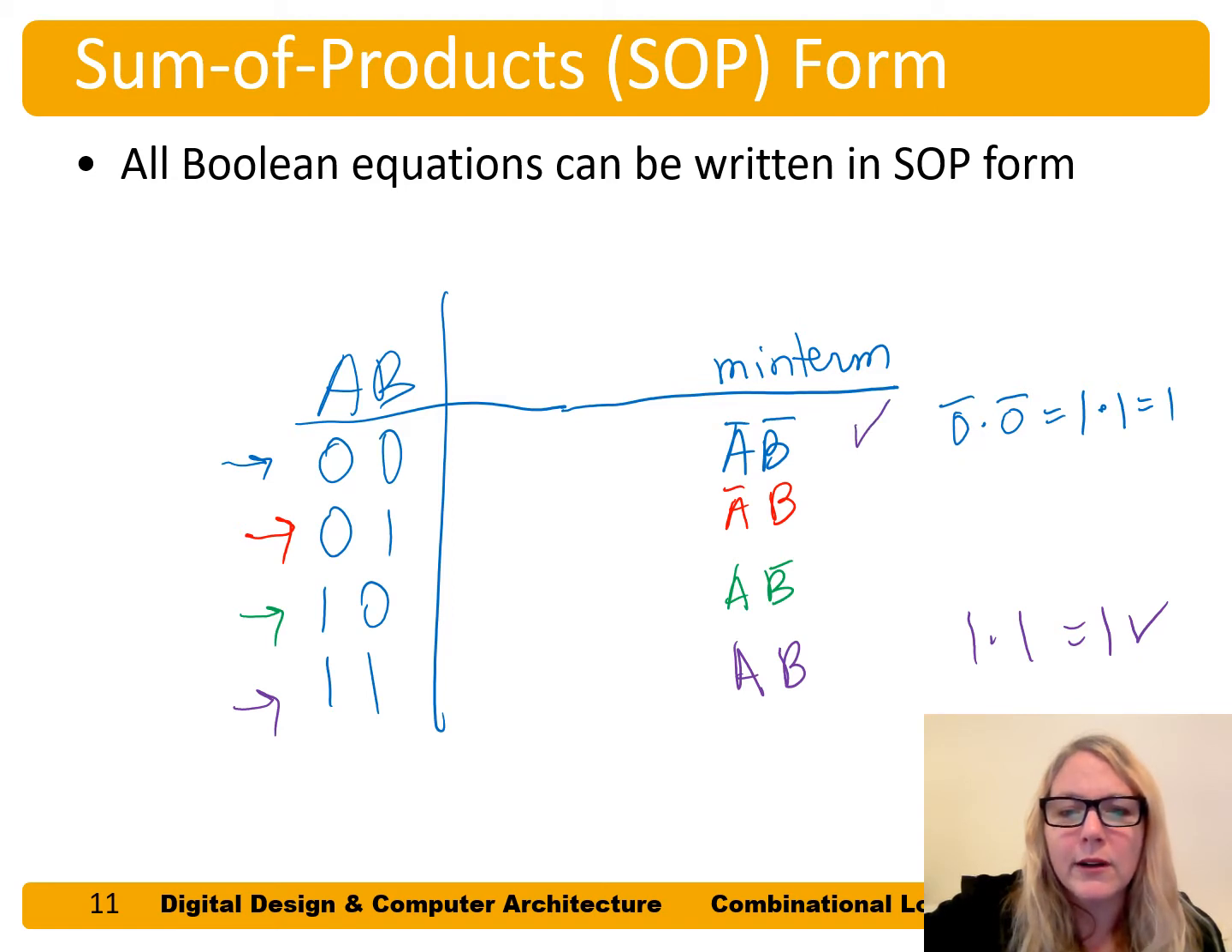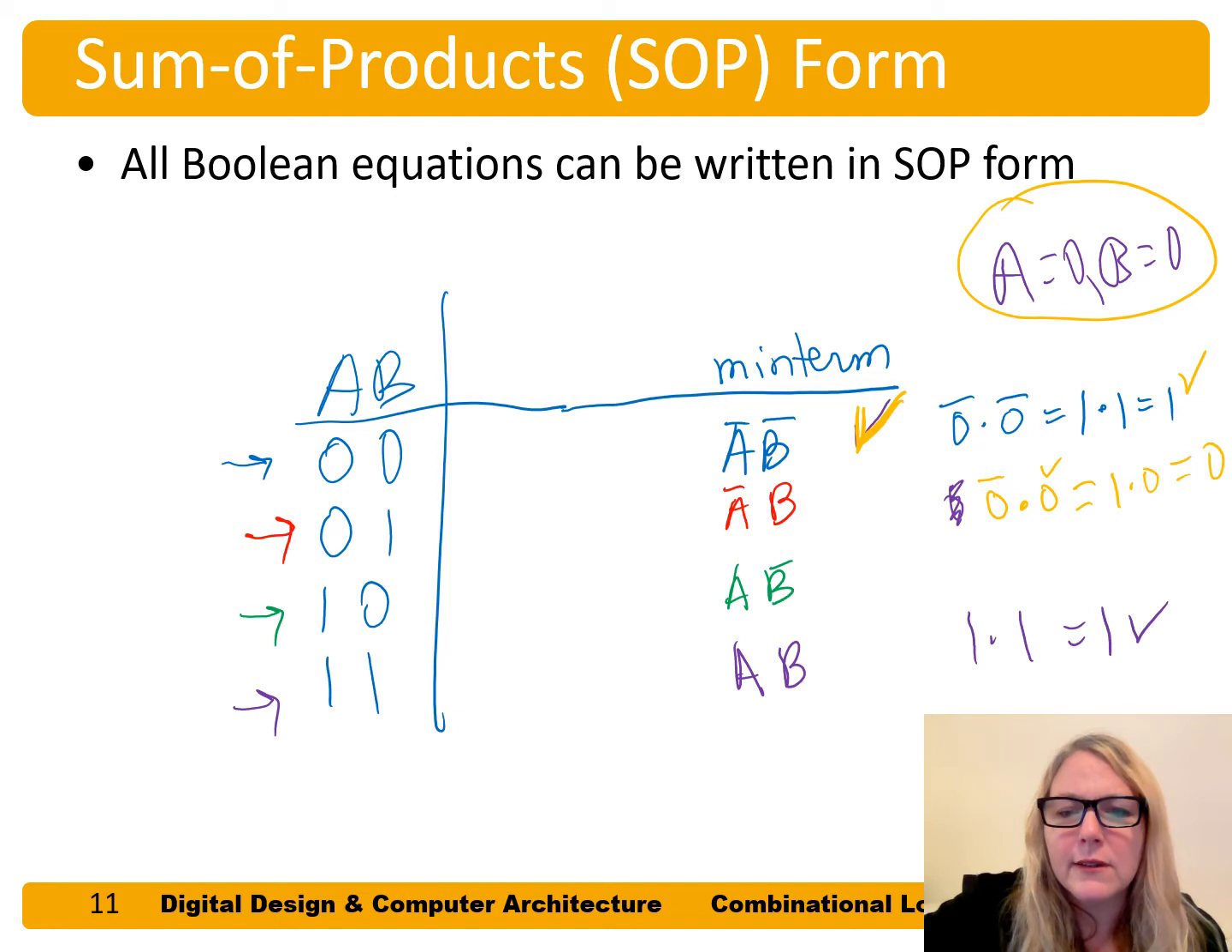So let's suppose we're considering that input combination, A is 0, B is 0. Only this minterm evaluates to true: 0 bar and 0 bar is 1. For this one, we get 0 bar, which is good, but and 0. Anything and 0 is just 0. We get 1 and 0, 0. This one would get 0 and 0 bar. We get 0 and 1 is 0. And here we get 0 and 0 equals 0.